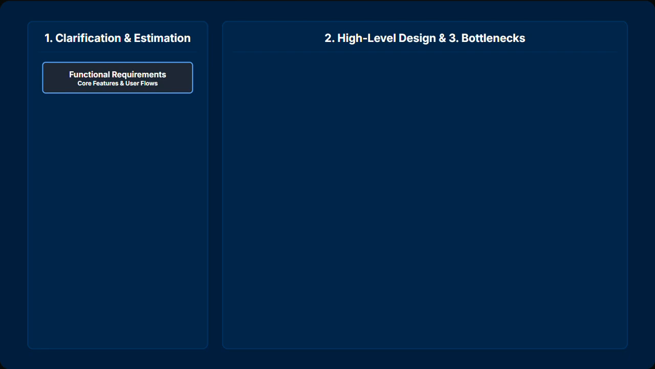Step 1 is clarification. We first define functional requirements. What exactly are we building? We map out core user flows before touching any architecture.